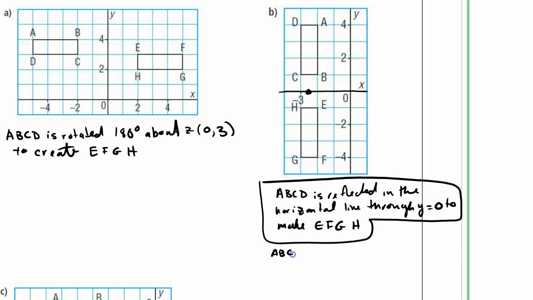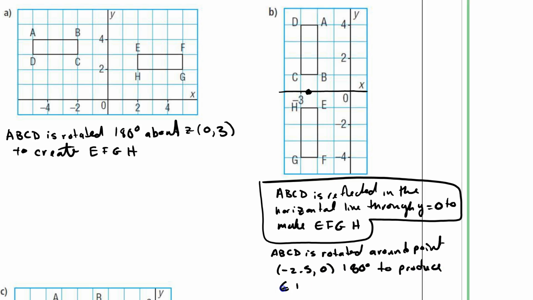So ABCD is rotated around point (-2.5, 0), 180 degrees to produce EFGH. I would say that the majority of people are going to see this one before they see this one. And that's okay. This answer right here will give you full marks. You don't need to have both answers to get full marks. You just need to have one.